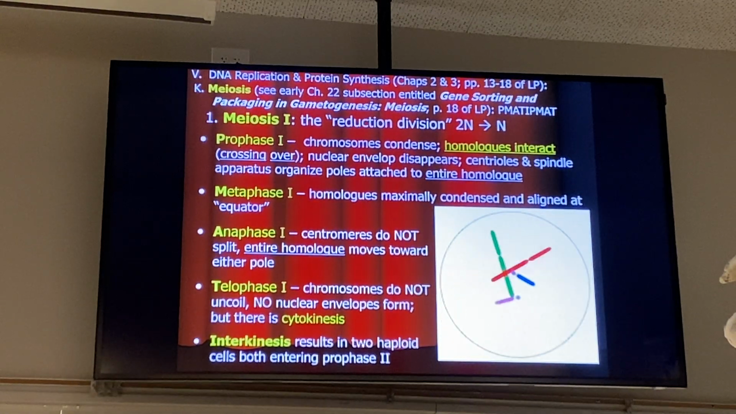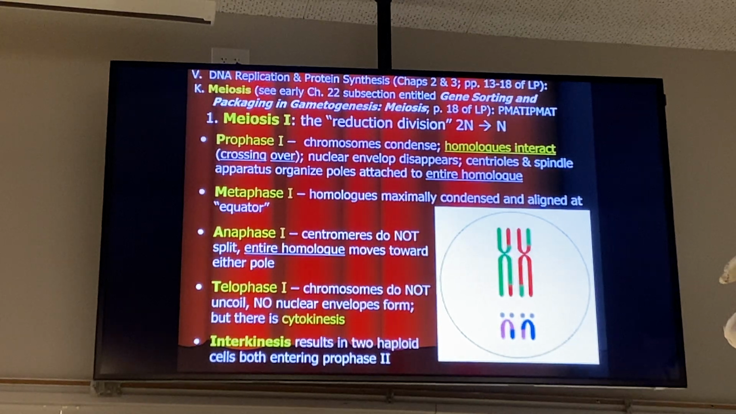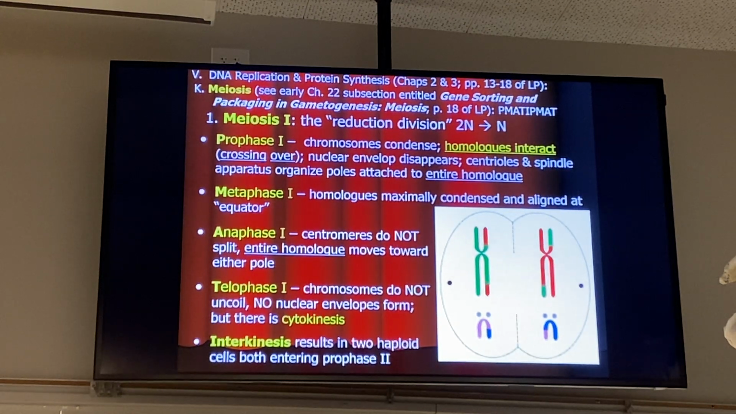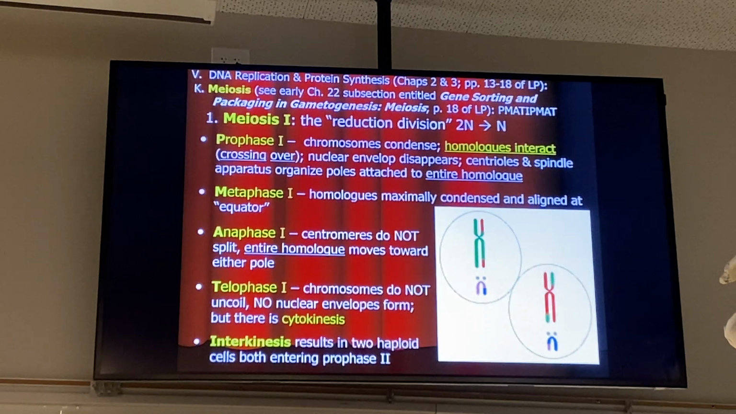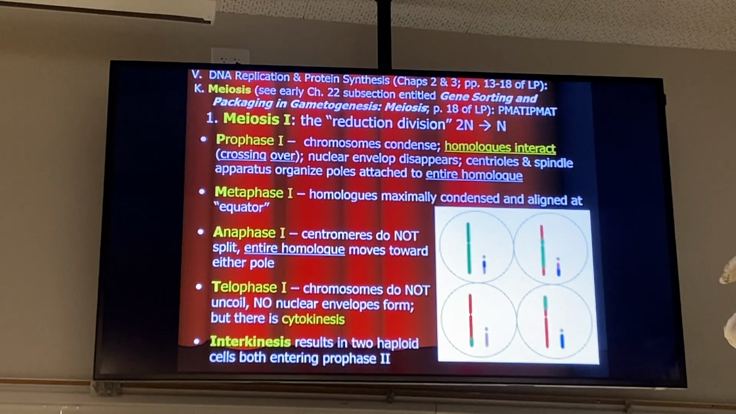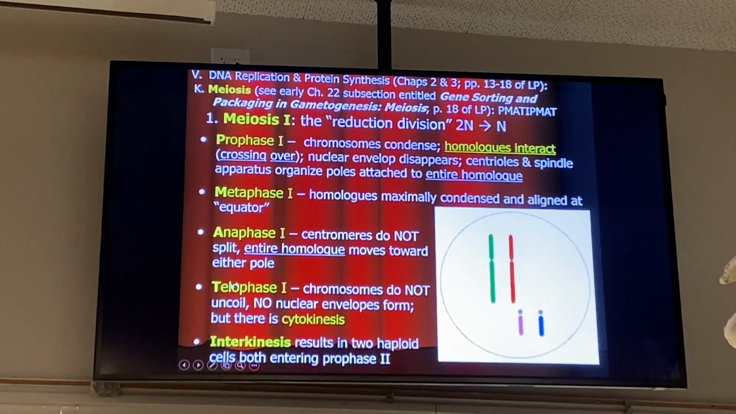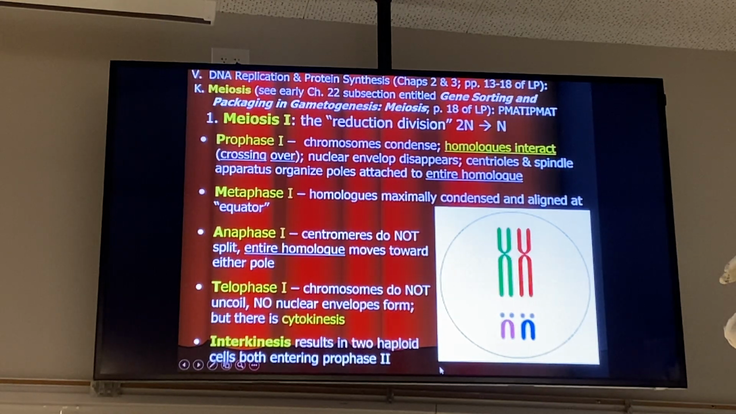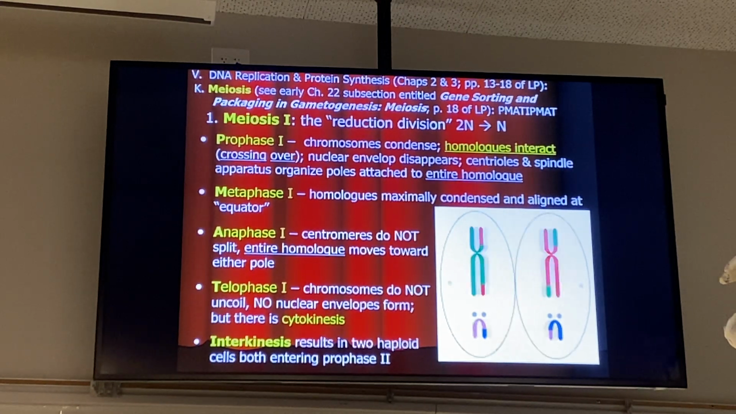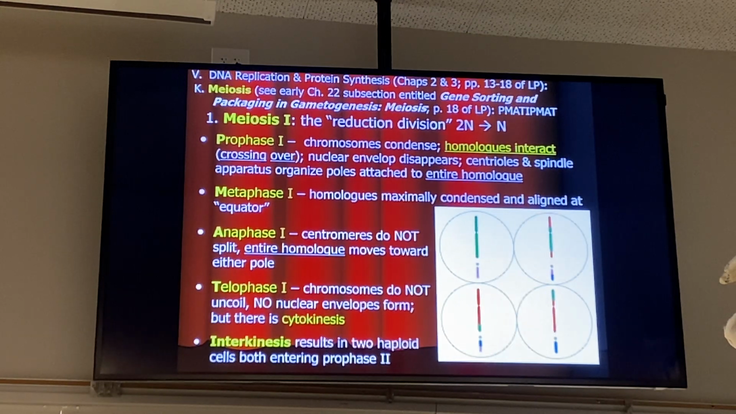Telophase one, you do not have a reversal of prophase. Why bother? You're just going to go into another cell division. So they don't uncoil and no nuclear envelopes form. But one cell goes to two, you do have cytokinesis. You do have karyokinesis, you just can't see it. After telophase one, you go into interkinesis with the two haploid cells getting ready to go into meiosis two. Everybody got that?